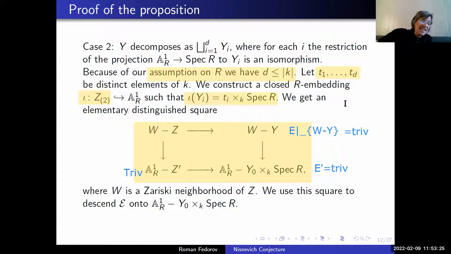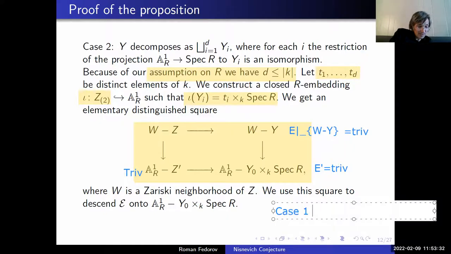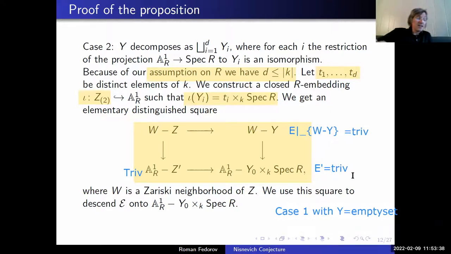And then I again am in case one, with Y being empty. So that's how you take care of case two. So of course there is a slight technical difficulty in proving the existence of this iota, but other than that, I have explained what's going on. Any questions about that?